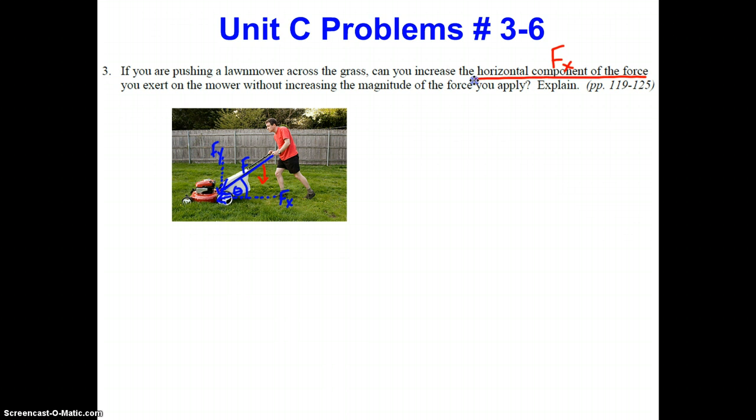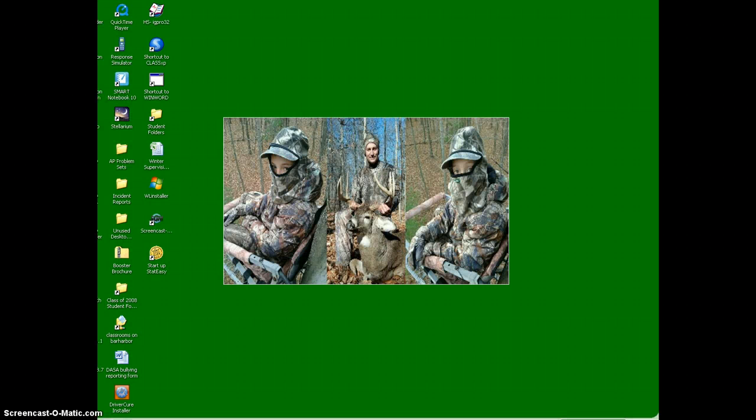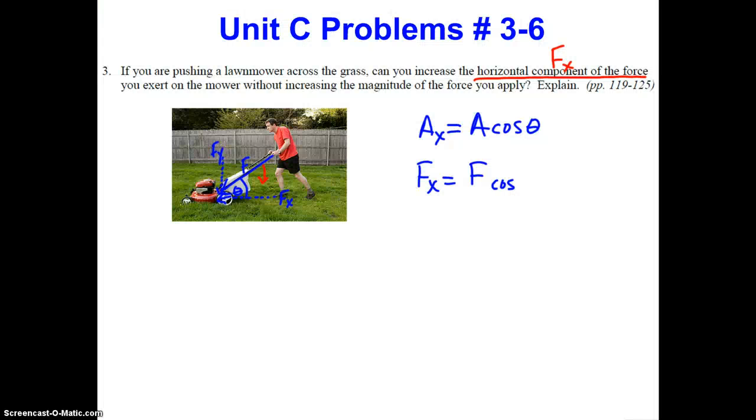So, if we were to write the relationship between Fx, theta, the angle, and the force along the handle itself, on the reference table we find Ax equals A cosine theta. And if we look over, A stands for any vector quantity, so it becomes, in this problem, Fx equals F cosine theta.